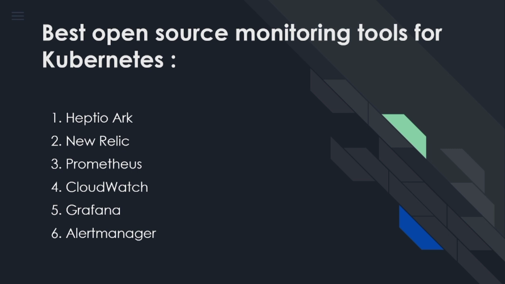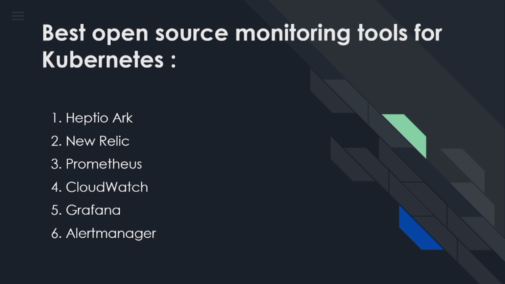Third, Prometheus. Prometheus is an open source service for monitoring and reporting on Kubernetes. It provides a number of features that you can use to monitor and report on Kubernetes clusters. Fourth, CloudWatch. CloudWatch is a commercial service from Amazon that helps you monitor your Kubernetes cluster.